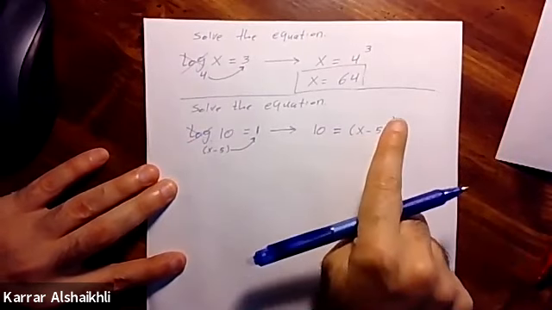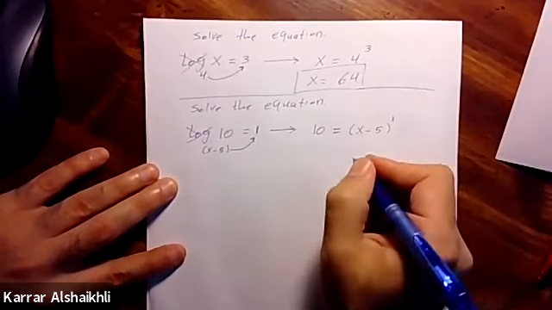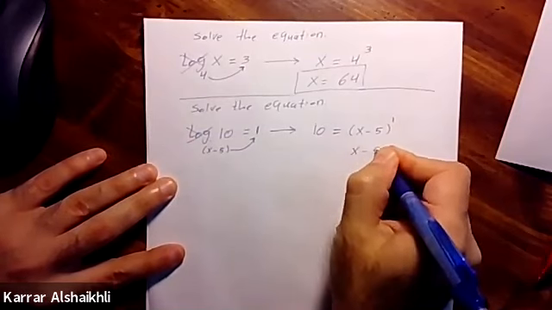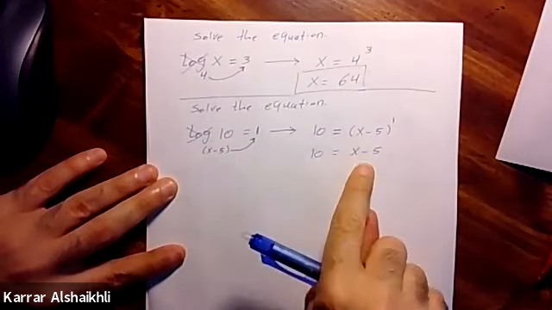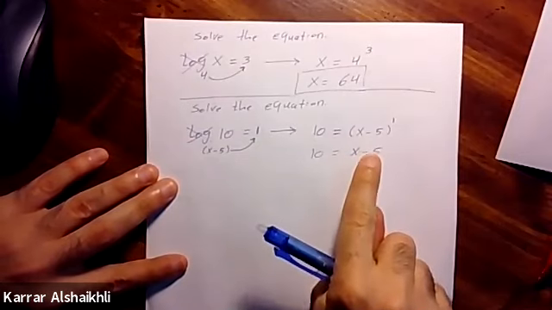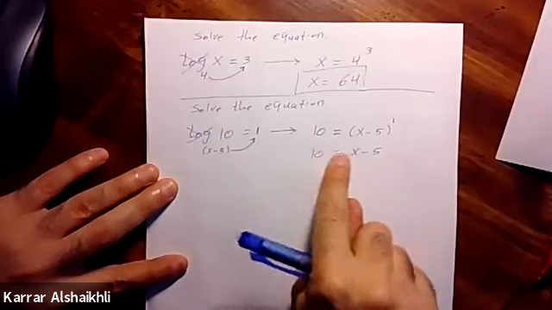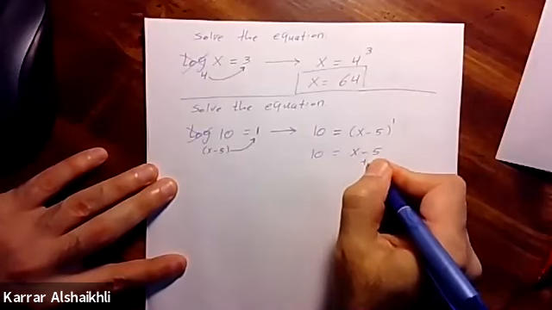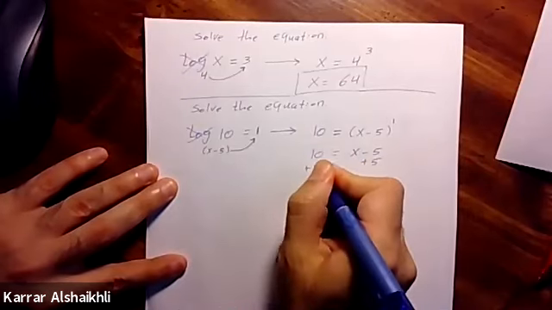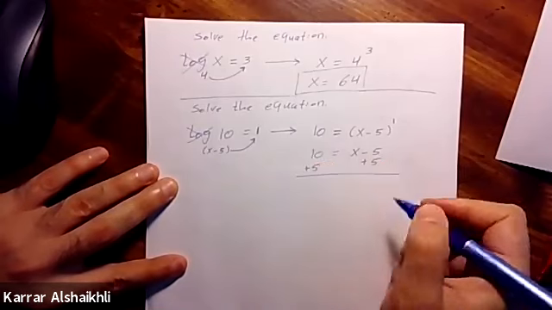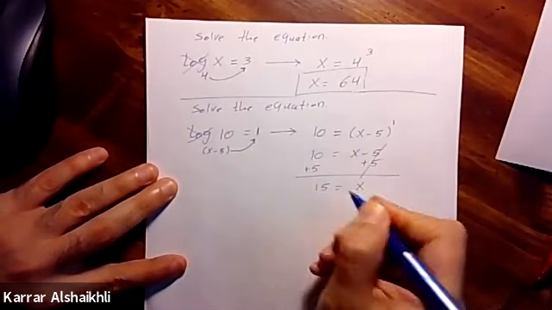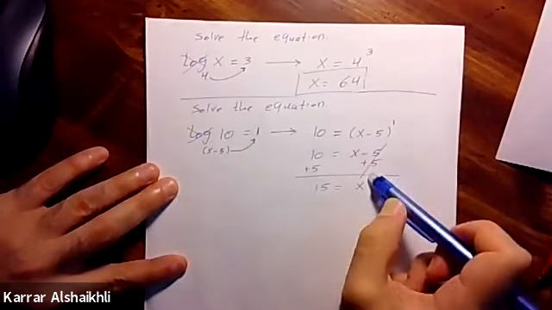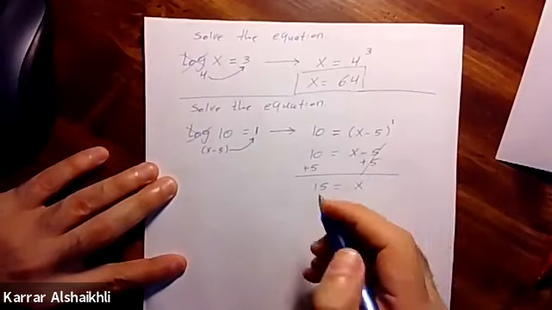X minus 5 to the exponent 1 is not going to affect anything. It's going to be x minus 5 equals 10. Now, how are we going to find the value of x? We're just going to move the 5 to the other side because this is a linear equation. So add 5 and cancel these. So x is going to be equal to 15. That's it for this example.